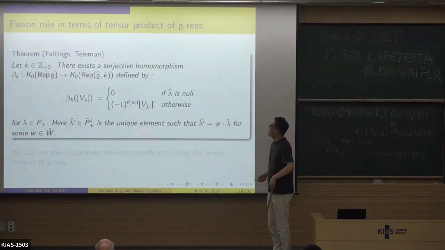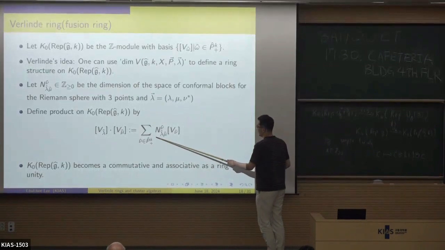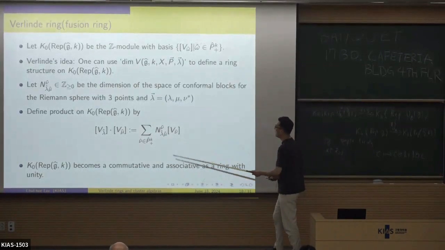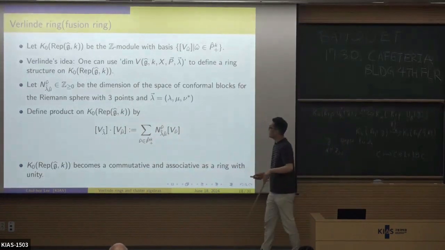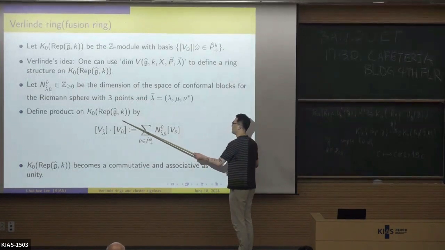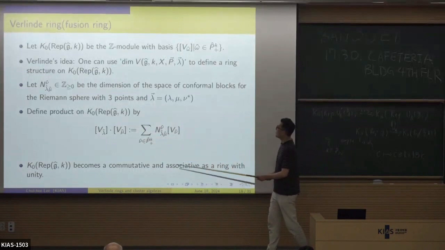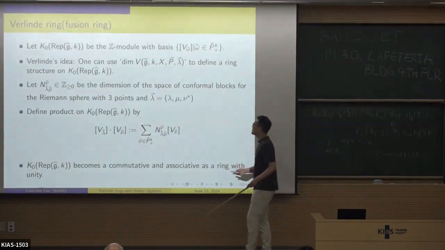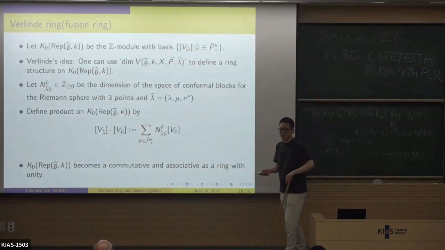And this product is usually called the fusion rule. And this ring itself is called the Verlinde ring, or it's also called the fusion ring, or sometimes the fusion ring of the WZW model, or the Verlinde ring of the WZW model, or the Verlinde ring of the affine Lie algebra, or the fusion ring of the affine Lie algebra.